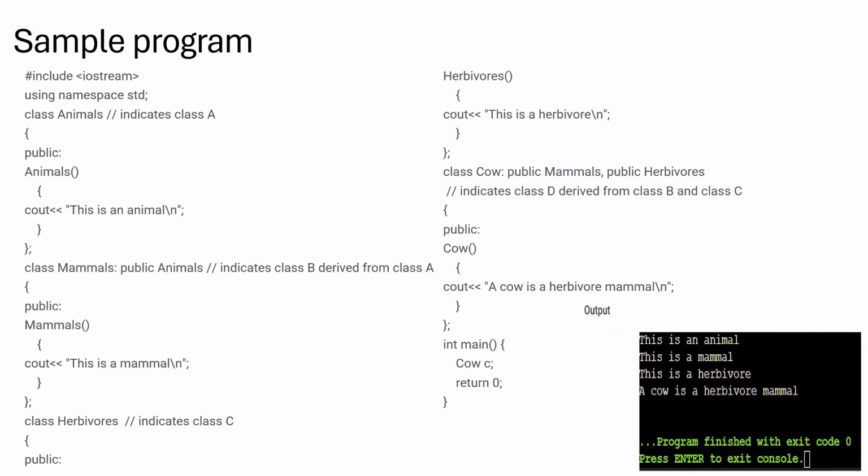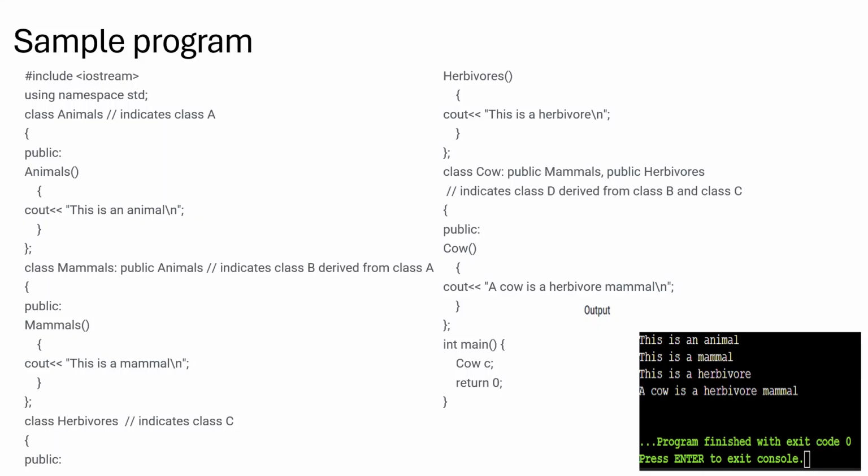Sample program. What is the program? First is the concept of single inheritance. Generally, class animal, where we simply print "This is an animal". Then class mammal. Mammal is a derived class; we are deriving from class animal, so this indicates class B derived from class A. This concept is single inheritance. Mammal prints "This is a mammal". That's all, the single inheritance concept is over.